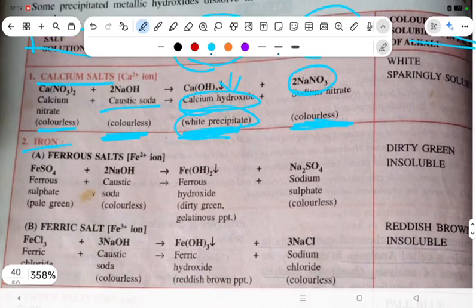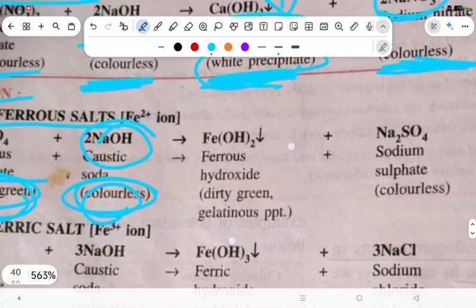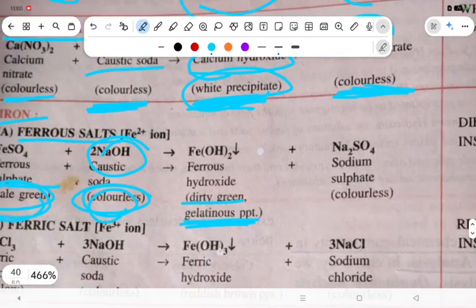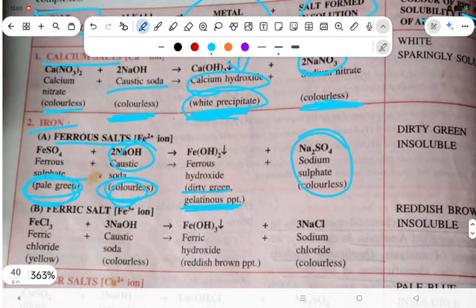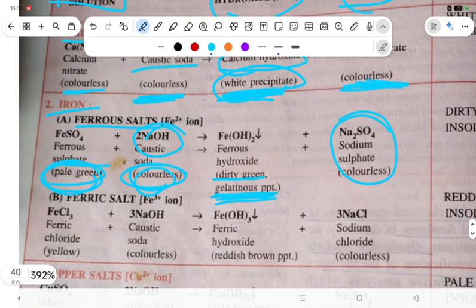It will form sodium nitrate, which is colorless. Only Ca(OH)2 has a color, that is white, and the other three are colorless. For iron, ferrous salts Fe2+, ferrous sulfate, it is pale green, as we commonly know. NaOH is colorless. Fe(OH)2 is a dirty green, gelatinous precipitate. Sodium sulfate is also colorless. So the color of Fe(OH)2 is dirty green, a gelatinous precipitate. And FeSO4 is pale green.